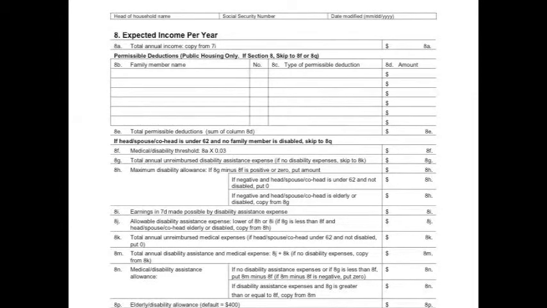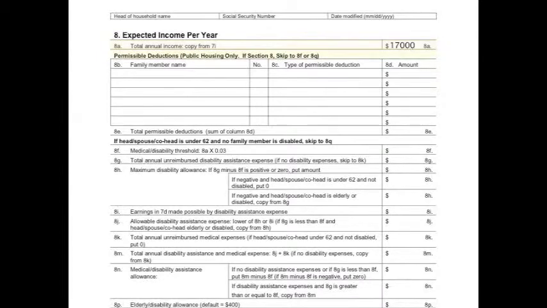On Part 8 of the 50058, this is the expected income per year. We begin with line 8A. As you notice, it tells us total annual income. Copy from 7I. Well, because we don't have a 7I, we're going to go ahead and use the $17,000 that we show in your books as Jenny's annual income. So on line 8A, go ahead and write in $17,000.